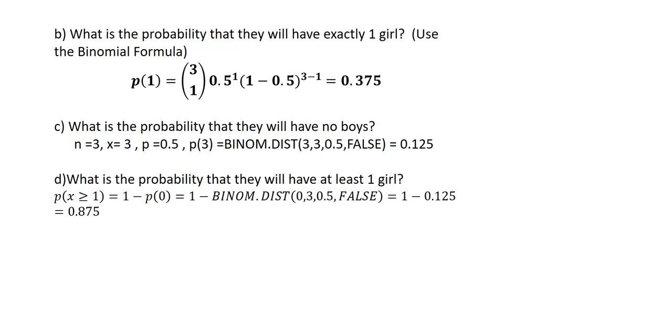So in that case, I will just go to Excel and then put in my X value to be 0, my N value to be 3, my P to be 0.5, and then false because I just want it at the point X is equal to 0. Whatever value I obtain, which in this case will be 0.125, I will subtract from 1. So in that case, the probability they will have at least one girl will be 0.875.